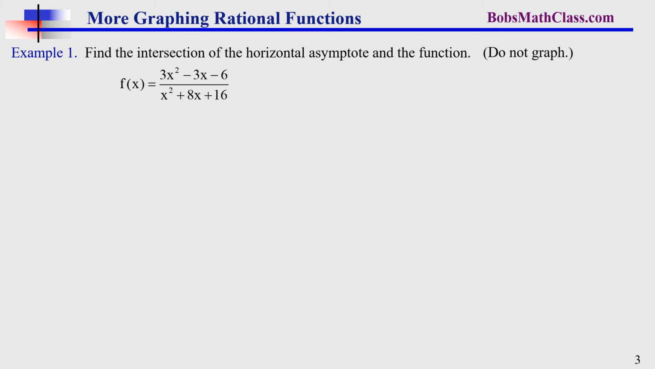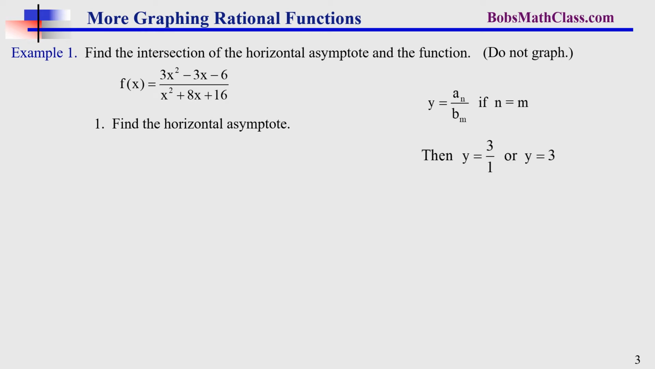All right, let's do it. We're not going to graph this one just yet. We're going to find the intersection of the function and the horizontal asymptote. First of all, let's find the horizontal asymptote. The degrees are the same, right? The degree of the numerator is 2. The degree of the denominator is also 2. So therefore, it's going to be y equals a over b, where a and b are the leading coefficients. So that would be 3 over 1, which is equal to 3. So that is our horizontal asymptote.